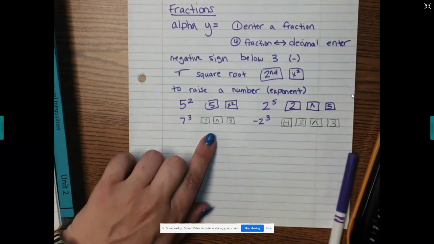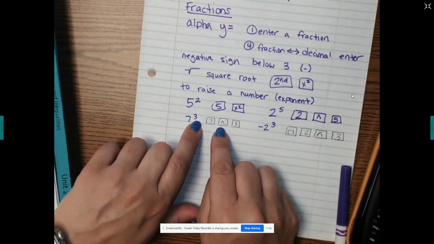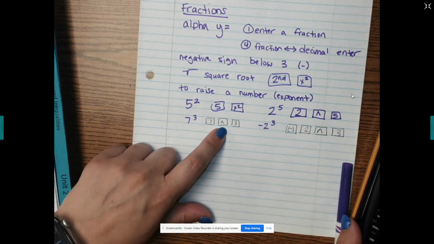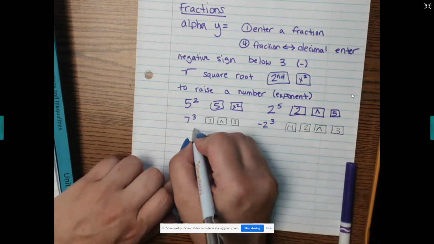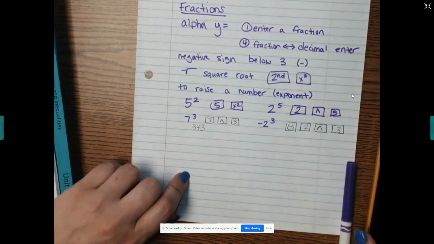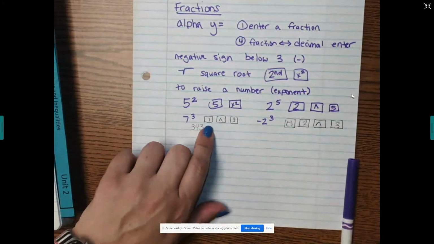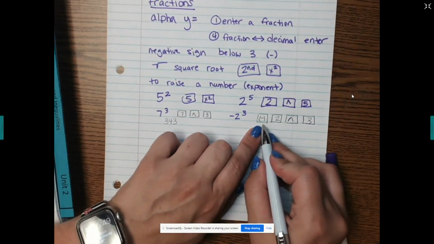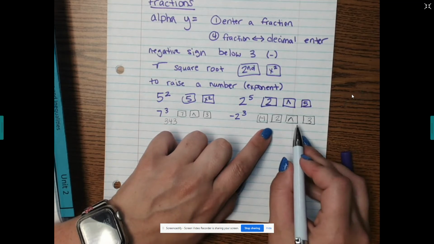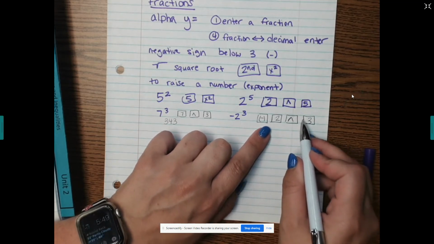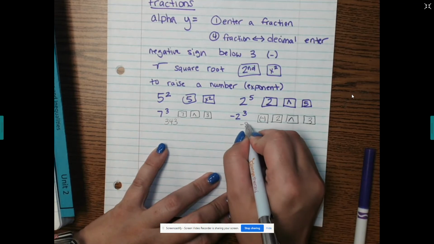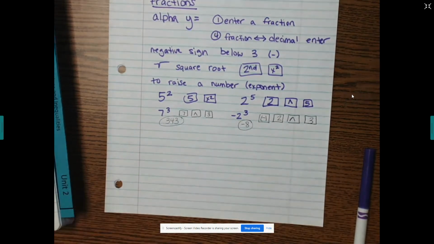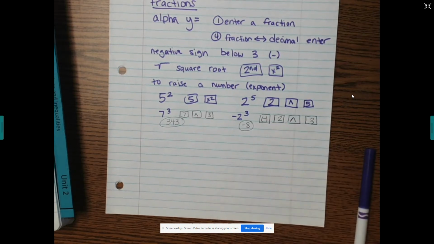All right, so I wrote my little steps here. I did 7, exponent 3, and hopefully when you solved that, you got 343. Okay, if you did not, look at my steps, 7, up, 3. Now on this one, my first button was a negative 2, and then I raised it to the 3rd power. That equals negative 8. Okay. If you need help, you'll have some more time to practice. Hopefully you got it right. At least write down the steps. Again, when I put stuff in a box, that means it's a button.